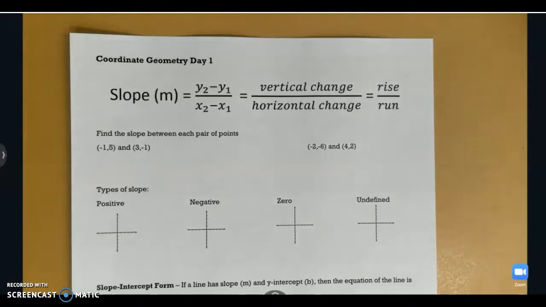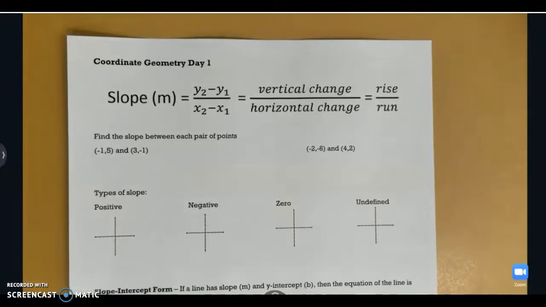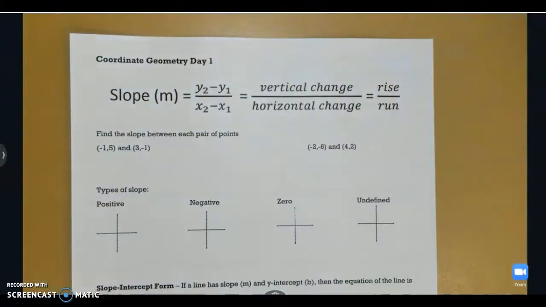So, a lot of this should look familiar to you from algebra and some of your earlier math courses, but we're going to touch on a couple key points that are going to be important going forward with more coordinate geometry. And I'm going to brighten up this screen just a little bit with the light.